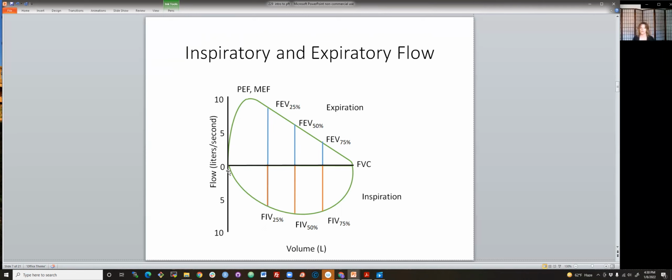Now, the numbers here are not super important. We'll get into them in more detail when we start talking about obstructive diseases and restrictive diseases and whatnot. But for now, I just want you to understand the flow pattern that comes with inspiration and expiration in a normal person.